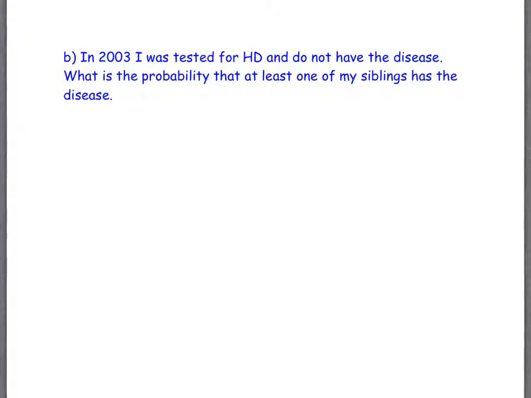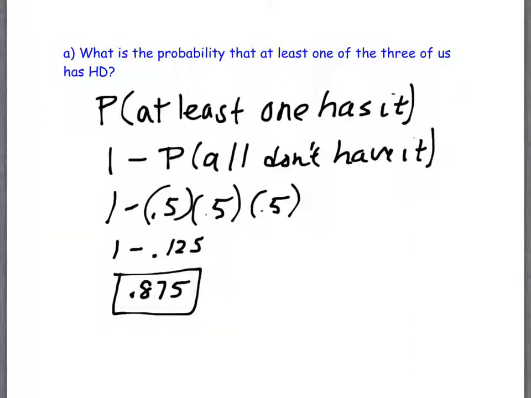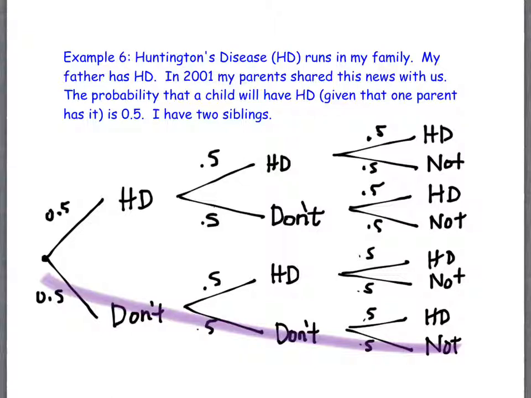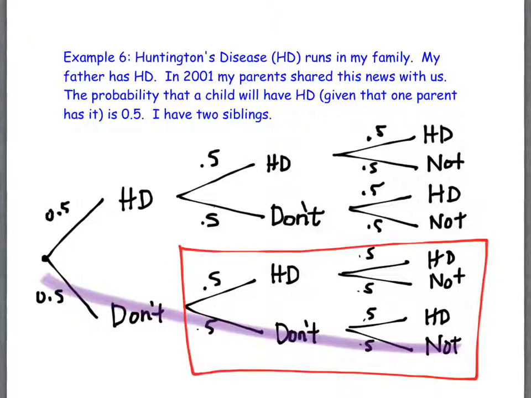At this point, my brother and my sister have still not been tested for Huntington's disease. So we're going to finish this problem and take a look at where we stand now. The second question asks, what is the probability that at least one of my siblings has the disease? Because I don't, right? So if you take a look back at this diagram, basically we are in this part of the diagram now, so we don't have to look at the rest of the diagram anymore. It's been decided, it's done, it didn't happen, it doesn't exist.